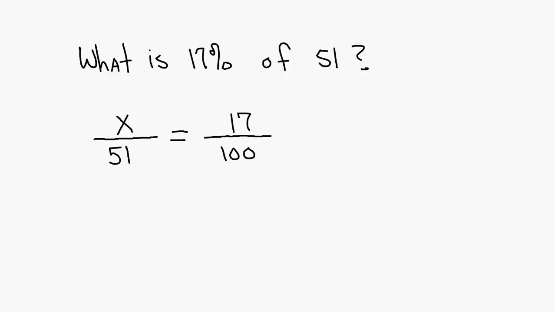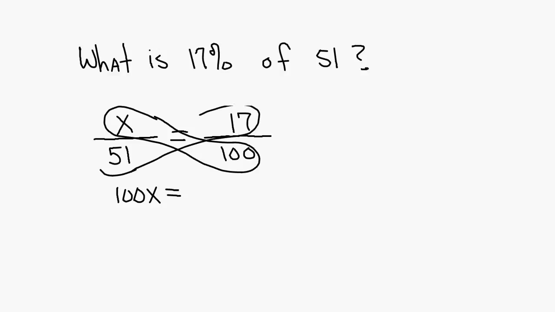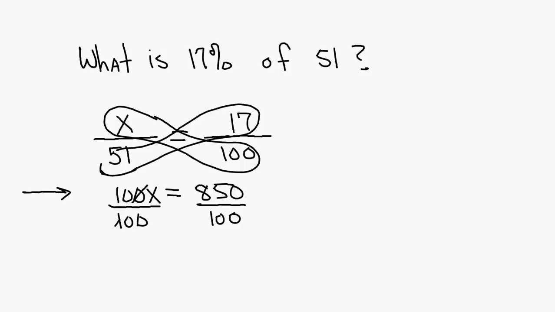So you're going to crisscross multiply. So 100 times x. What's 100 times x equal to? 100x. Good. And that equals 51 times 17. Do it in your calculator. 850. 51 times 17 is 850. Thank you. That has to be on your paper. And then you're going to divide both sides by 100. And x is equal to 8.5.